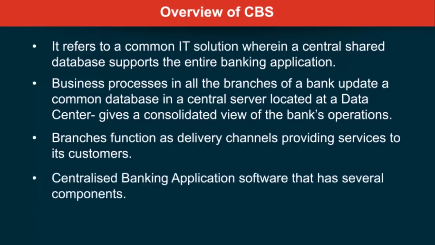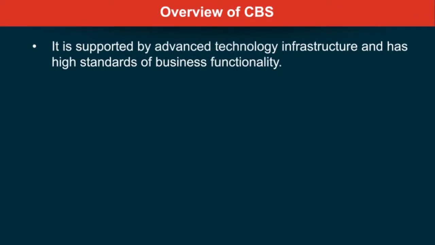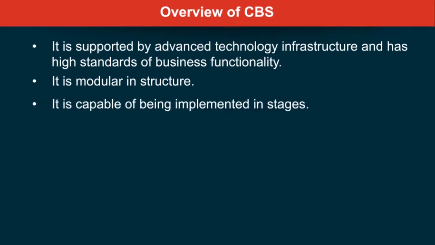The centralized application software has got several components and it is supported by technology, obviously at a very high standard of business functionality. It is modular in structure. Modular means bits and pieces can be added or removed as the case may be, and it can be implemented in different stages. So modular means that only, right? And we have seen it in other places. So I am not explaining that again.